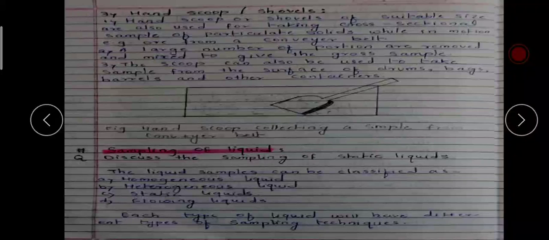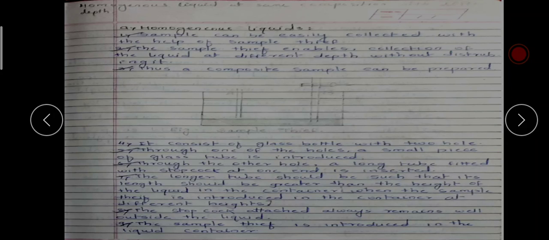Then we have to discuss the sampling of static liquids. Sampling of liquids we have to see. We have seen the sampling of solids, and there were two types of solids. One was the compact solid and another one is the particulate solid. Now we discuss the sampling of static liquid. The liquid samples can be classified as heterogeneous, homogeneous, static, and flowing liquids. Each type of liquid will have different sampling techniques.